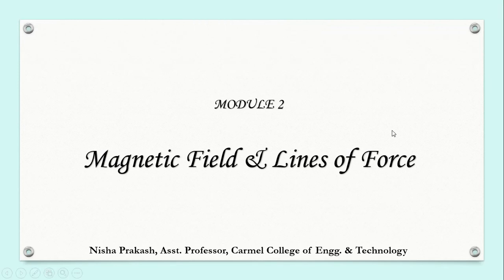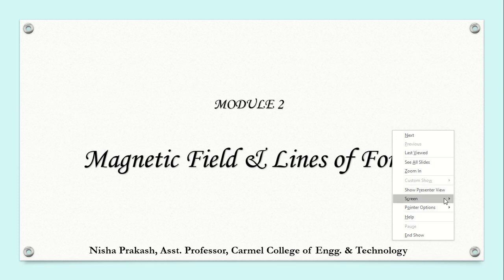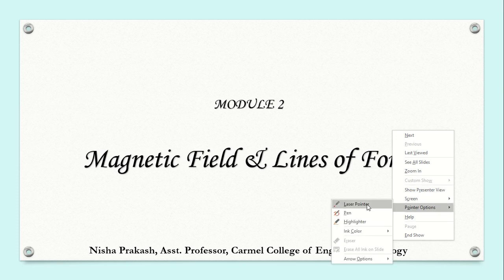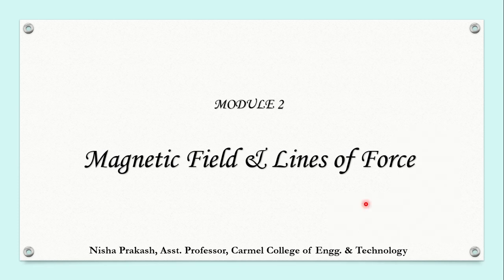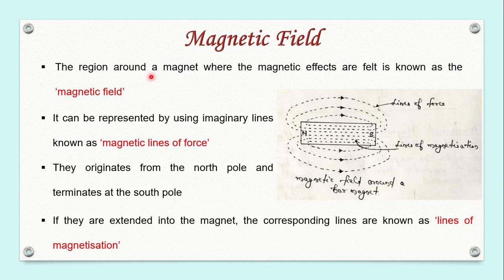In this lecture, we'll be discussing magnetic field and magnetic lines of force. So let us see what a magnetic field is. Magnetic field is the region around a magnet where the magnetic effects are felt.